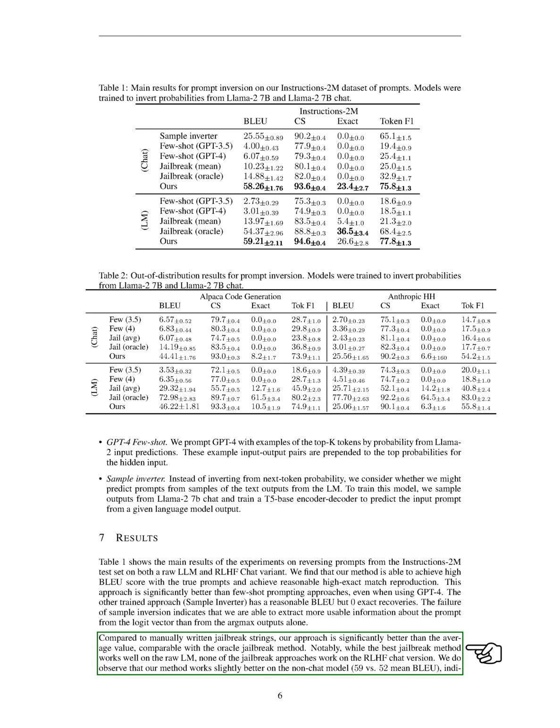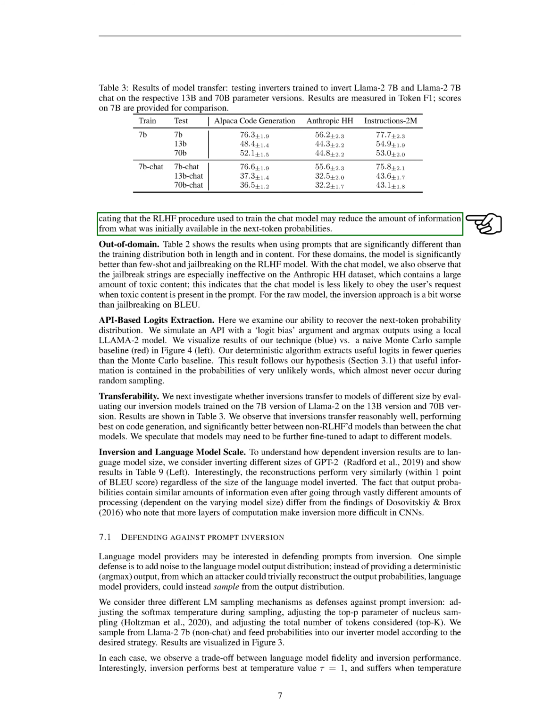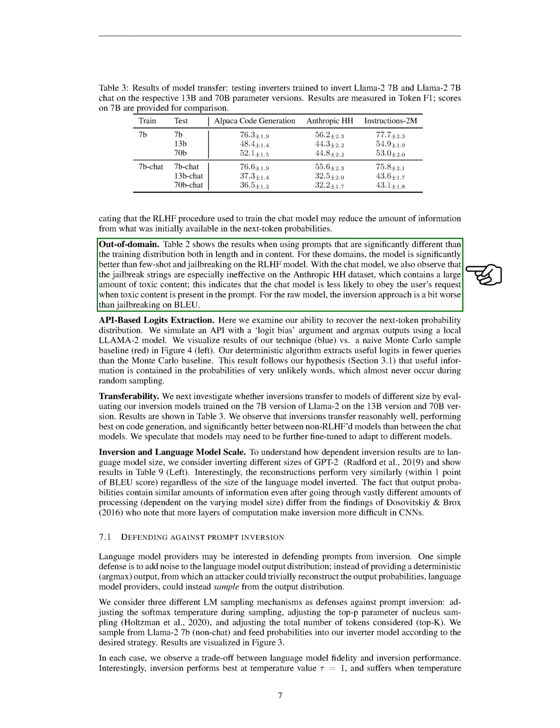Interestingly, while the best jailbreak method works well on the raw LM, none of the jailbreak approaches are effective on the RLHF chat version. We also observed that our method works slightly better on the non-chat model, indicating that the RLHF training procedure for the chat model may reduce the available information from the next token probabilities. When using prompts that are significantly different from the training distribution in terms of length and content, our model performs significantly better than few-shot and jailbreaking methods on the RLHF model. Additionally, jailbreak strings are notably ineffective on the Anthropic HH dataset with toxic content, suggesting that the chat model may not follow user requests when toxic content is present.